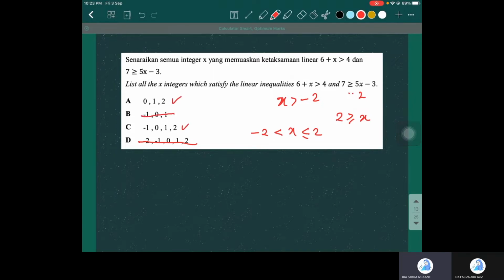Sekarang ni nak ambil start dengan 0 ke dengan negative 1? So, sebab dia kata x greater than negative 2, kena ambil nombor yang selepas greater than negative 2 lah, right, after that, which is negative 1. Negative 1 kena ada. So, C is our answer for this question. Alright, teacher harap boleh faham.